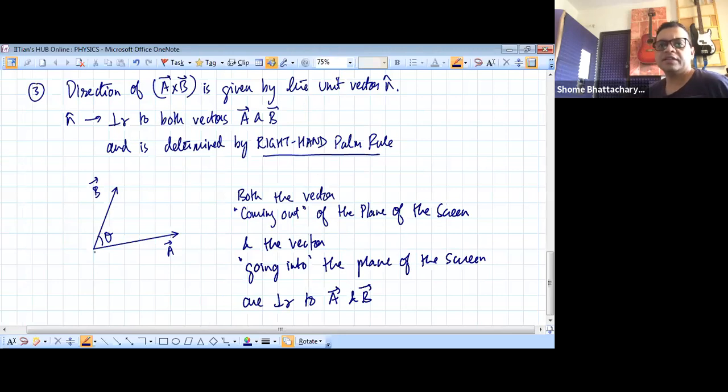So if I consider a vector coming straight out of the whiteboard screen or your device screen towards you, imagine an arrow coming straight out towards you. That is perpendicular to both A and B. Similarly, think of an arrow going straight into the plane, perpendicular to the plane. That one is also perpendicular to both A and B. So then how do we decide the direction of n cap?